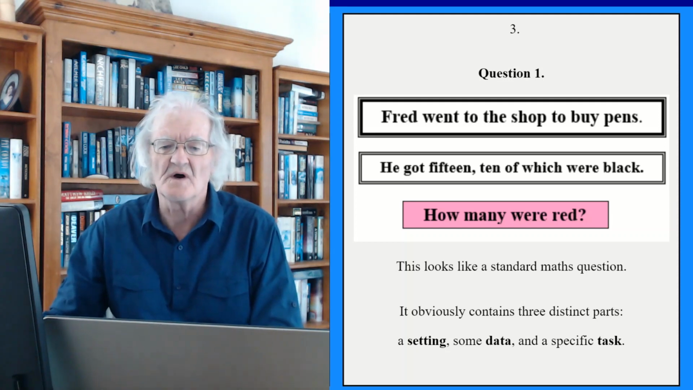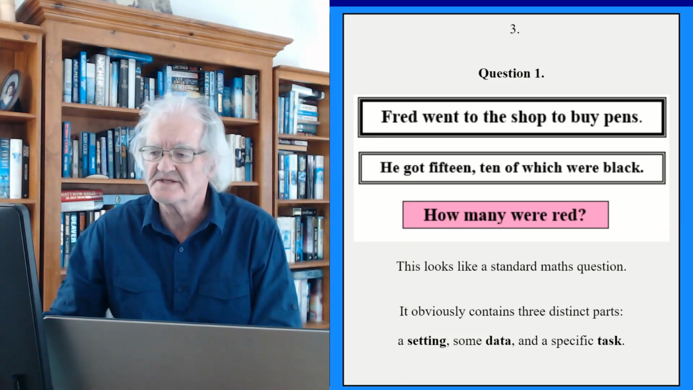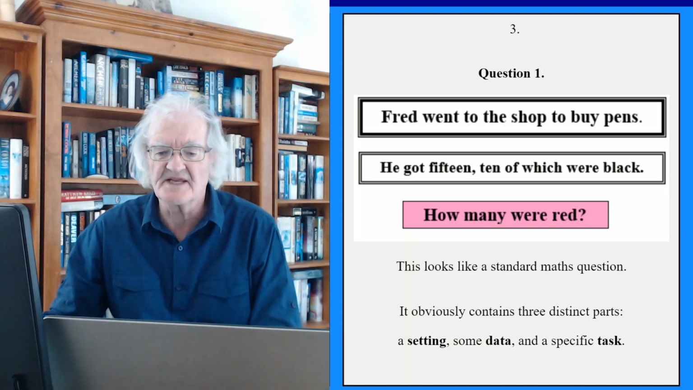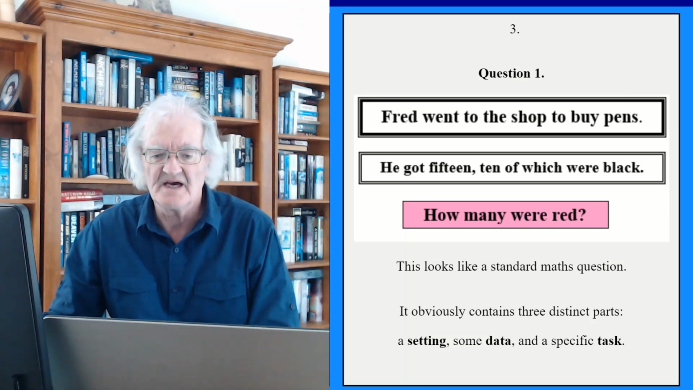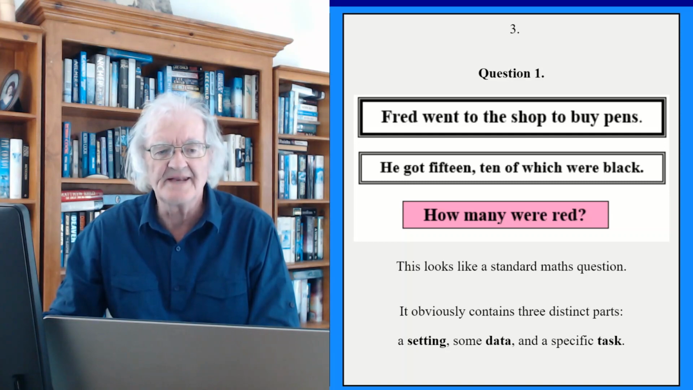Here's question 1. Fred went to the shop to buy pens. He got 15, 10 of which were black. How many were red? This looks like a standard maths question. It obviously contains 3 distinct parts: a setting, some data, and a specific task.